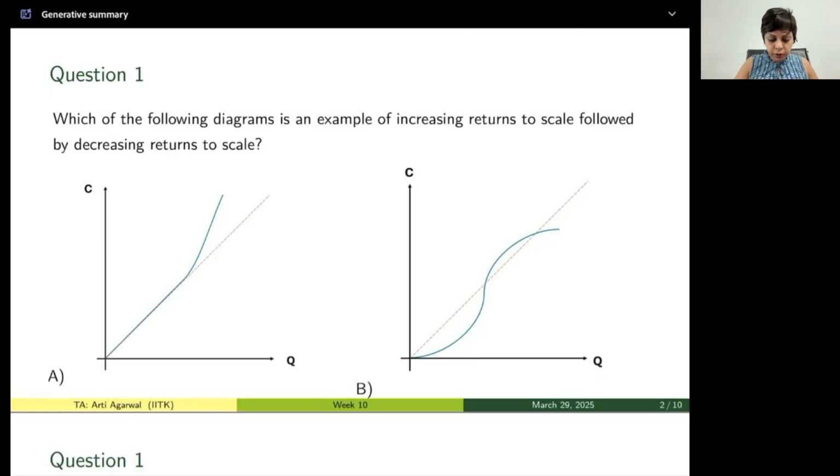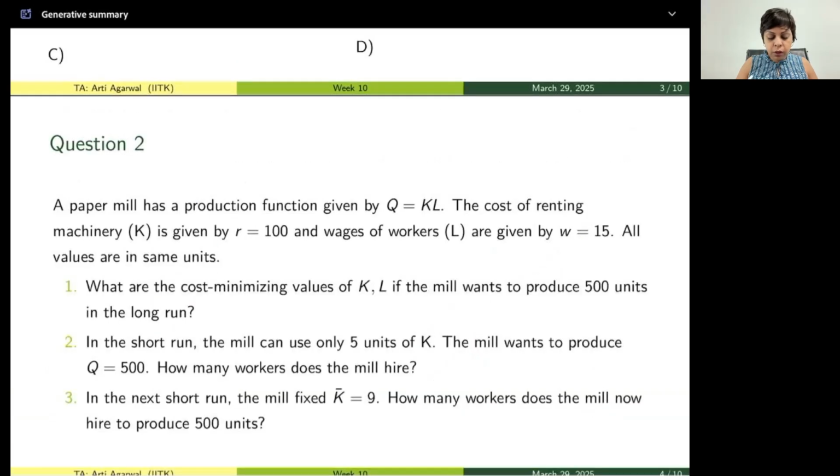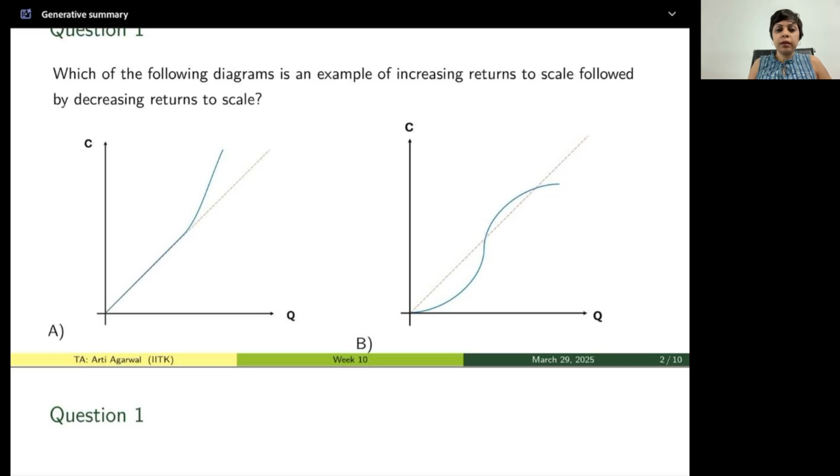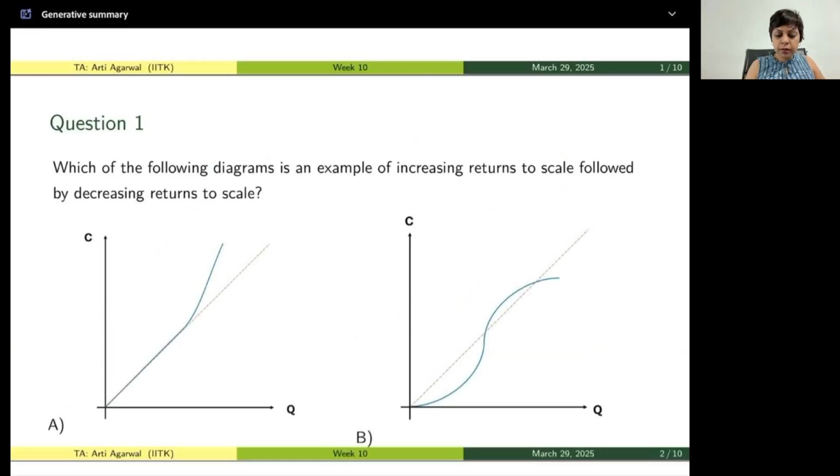First, let's do this. This question has examples of different plots of cost functions. When I say cost function, I mean cost as a function of Q, the quantity produced, the output. You're asked to determine from the graph which of these shows increasing and decreasing returns to scale. Which of the following diagrams is an example of increasing returns to scale followed by decreasing returns to scale?